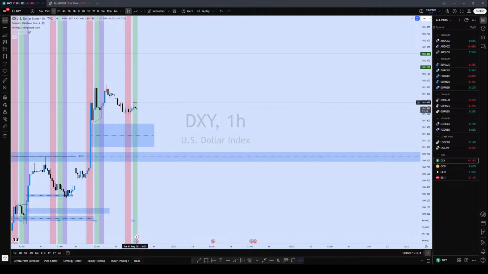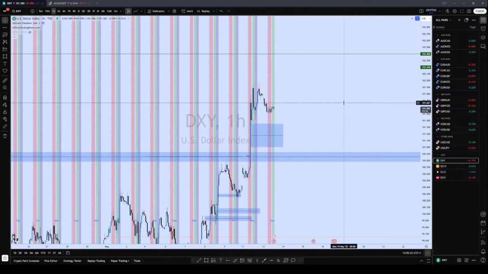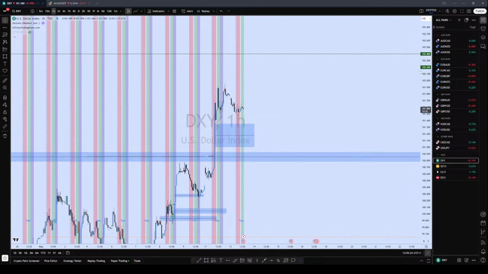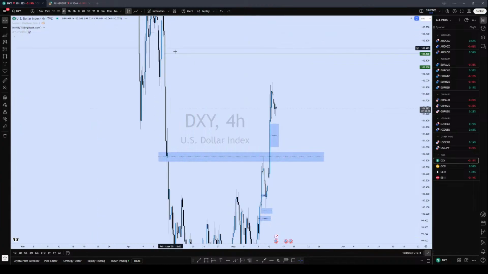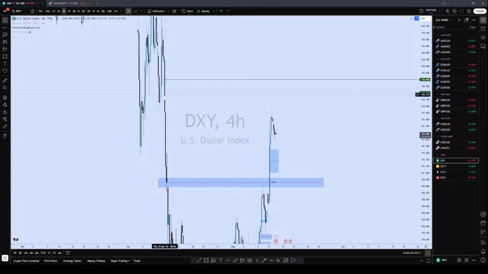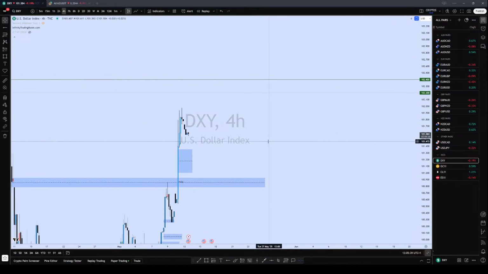And I believe they're going to send it up into 102 to 102.20 to 102.40. Basically, this imbalance in here, they're going to send price in there. But if they manipulate to the downside first, then we are likely going to dip into this fair value gap here and then send it higher.